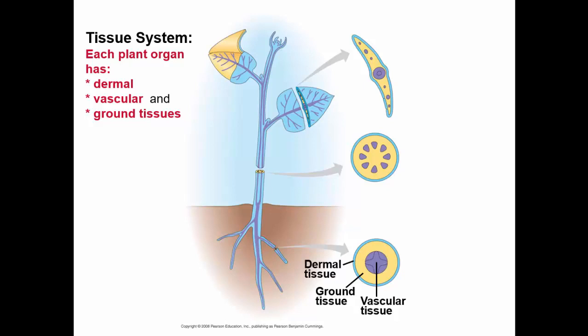So now let's see the composition in a plant's body. The outermost is the dermal tissue, okay, the outermost. And then internally, this part is the area for transportation. That's why the name is vascular tissue. And in between the dermal and vascular, we have what we call ground tissue.